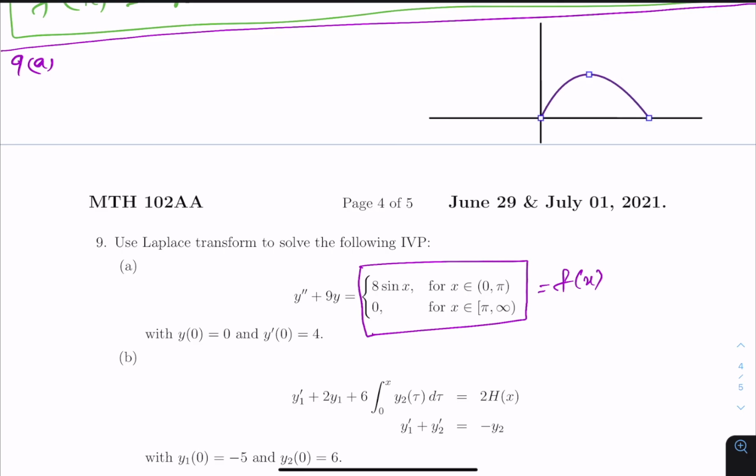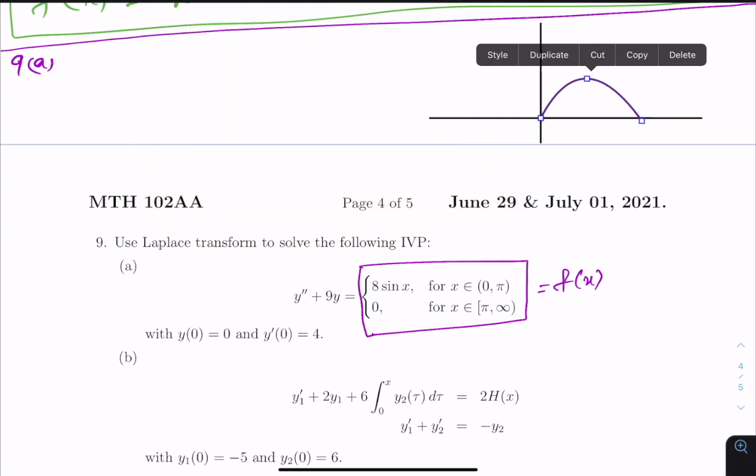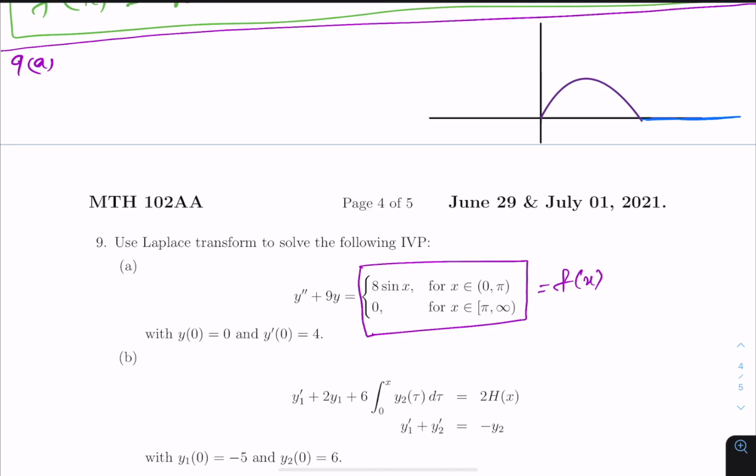Okay, and then we have this, we have this 0. So this is the point, let's say pi. Okay, and this is your function f of x that is given to you. Let's say this is 8 sin x. So this is the f of x that is given to you, that is this entire thing we have drawn here.